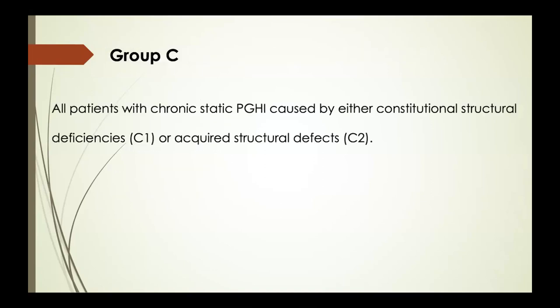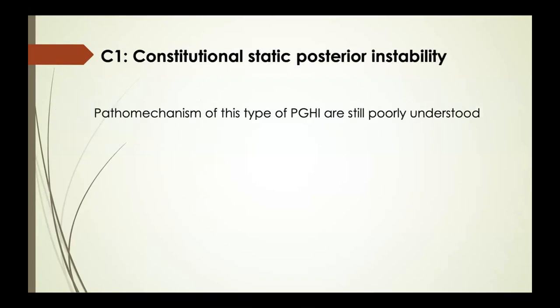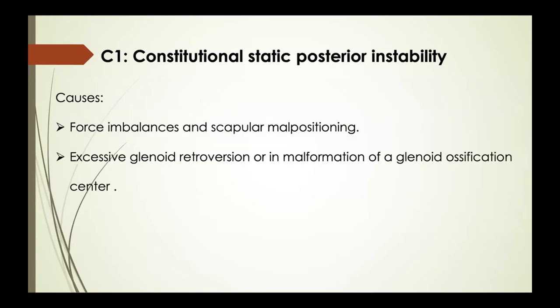Coming to group C, all the patients with chronic static posterior glenohumeral instability are caused by either constitutional structural deficiency or acquired structural deficiency. In the constitutional posterior shoulder instability, the pathomechanics is still poorly understood, and the cause is mainly because of force imbalance and scapular malpositioning. The patient might have excessive glenoid retroversion or malformation of the glenoid ossification center.